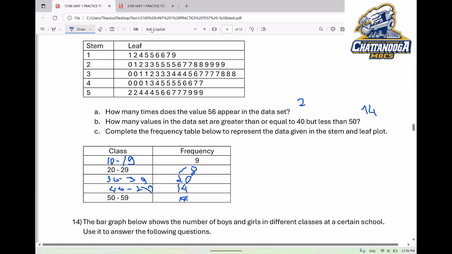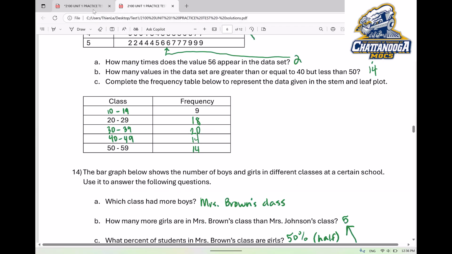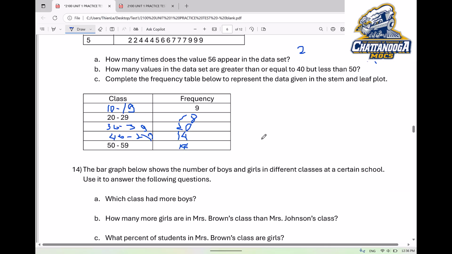Okay, let's check. 8, 9, 18. 20, 14, 14. Okay, good. We made it.